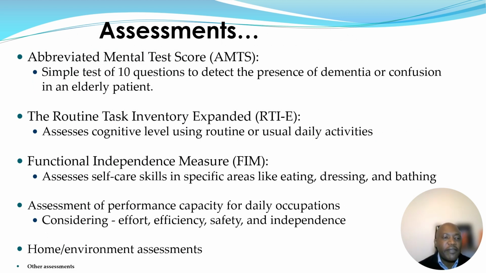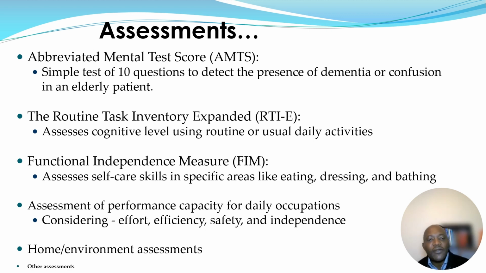Continuing with the assessment. The first assessment was the Allen Cognitive Level Screening Tool, but we can also use the abbreviated mental test. This is a simple test to detect the presence of impairment of cognition with only 10 questions. We can also use the routine task inventory, the expanded version. It assesses cognitive levels using routine or daily occupations.